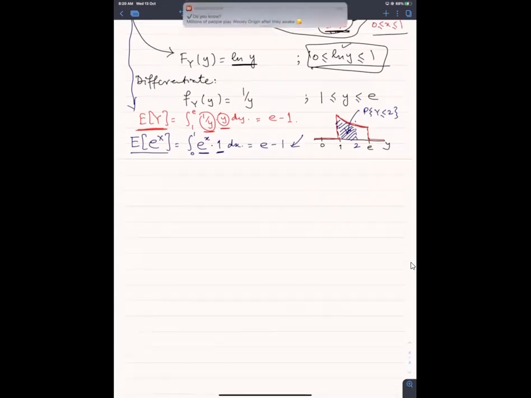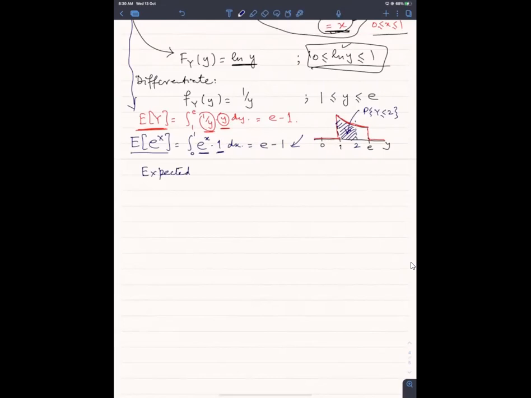Now, talking about expected value and variance, it is appropriate to talk about the expected value and variance of a function of a random variable, but not just any function, a linear function. Y is equal to ax plus b. X is a random variable, and y is a function of that random variable.